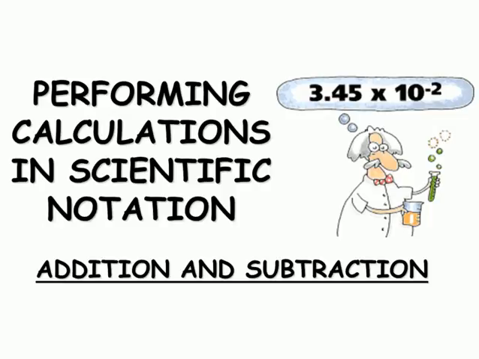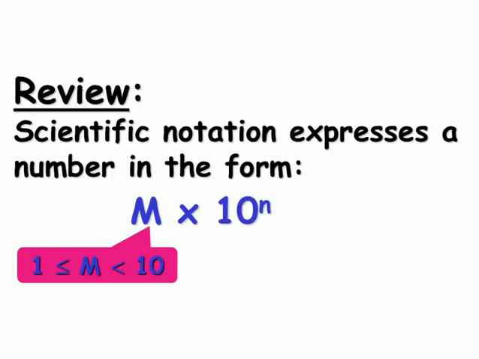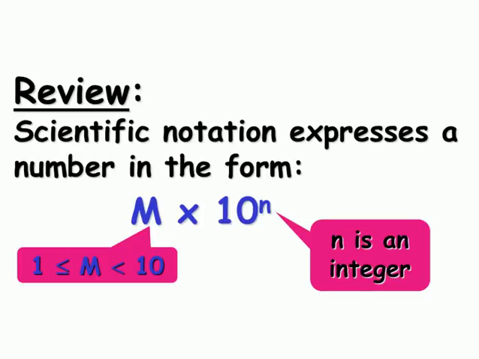This is a supplemental video to help you with addition, subtraction, multiplication, and division when it comes to scientific notation. The first thing we're going to deal with is addition and subtraction. So a review, scientific notation expresses a number in the form m times 10 raised to the nth power. M has to be a number between 1 and 10, and n is any integer.